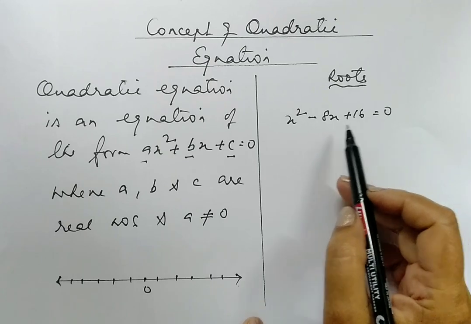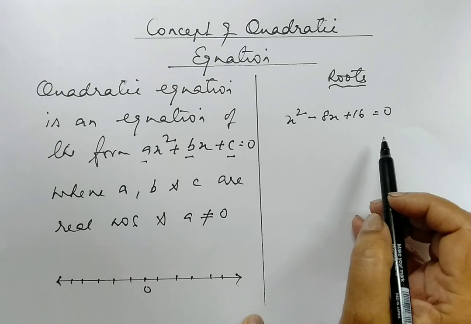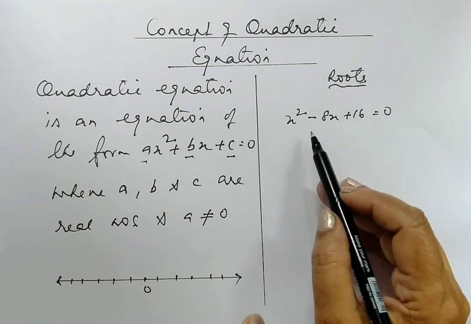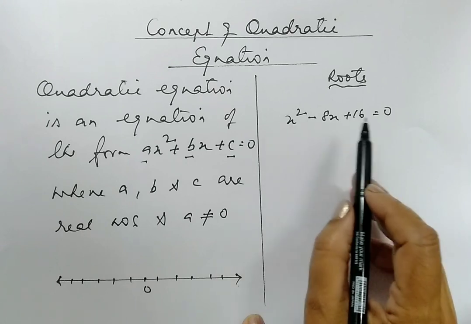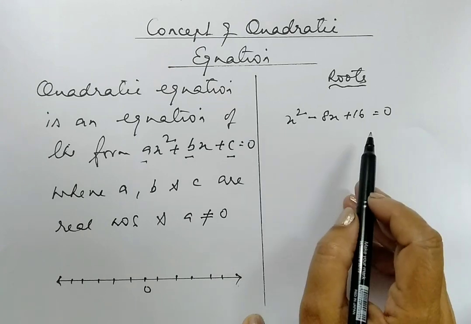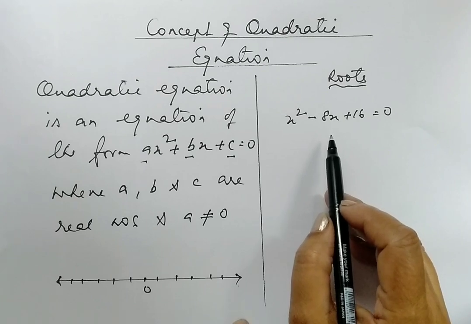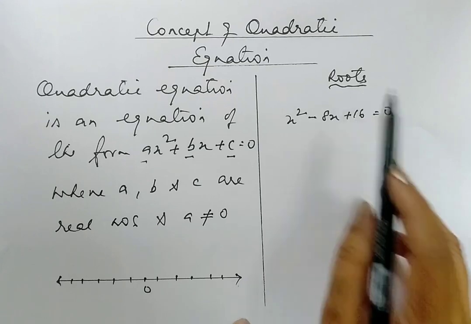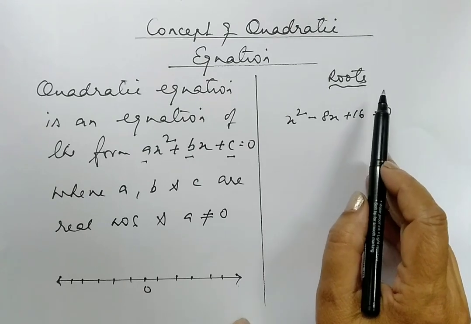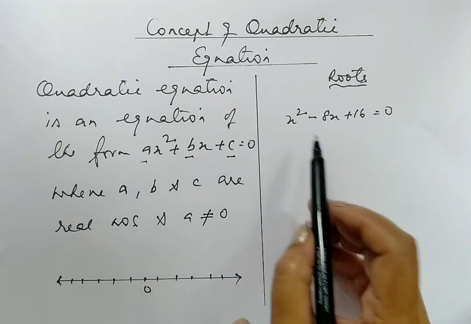Now, what do we do to be able to find out its roots? To find out its roots, we have to find out the value of x. And to do that, we'll use the factorization method. Remember I told you the first method of finding out the roots. Roots is nothing but the solution of x.